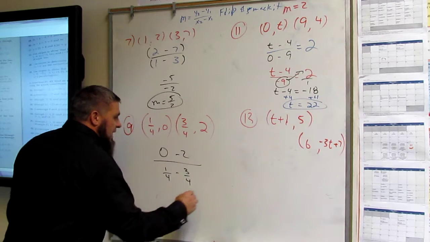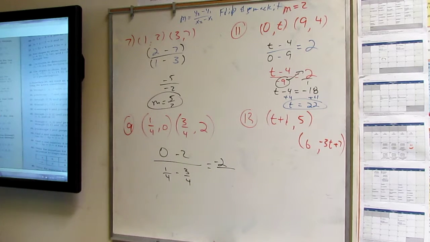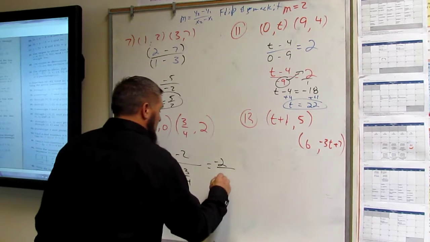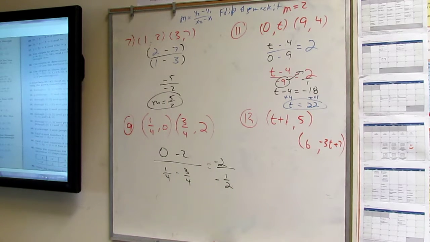Okay, so I have negative 2 over, what's 1/4 minus 3/4? Negative 1/2. Okay? In other words, he said negative 2/4, right? He broke it down. Because this is Precal.